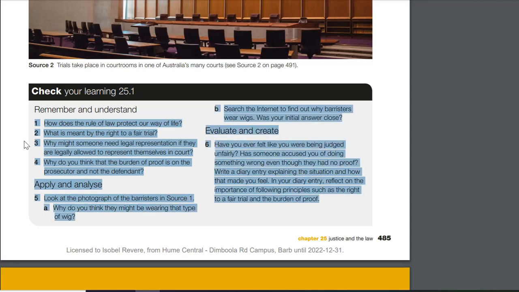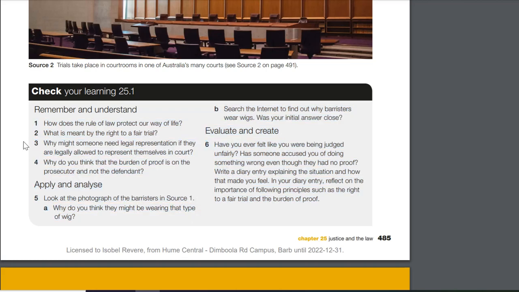In a Word document. So, question 1. How does the rule of law protect our way of life? Question 2. What is meant by the right to a fair trial? Question 3. Why might someone need legal representation if they are legally allowed to represent themselves in court? Question 4. Why do you think that the burden of proof is on the prosecutor and not the defendant?